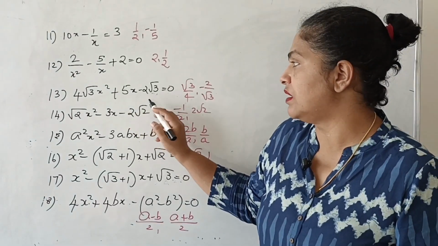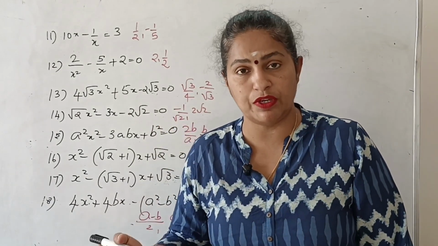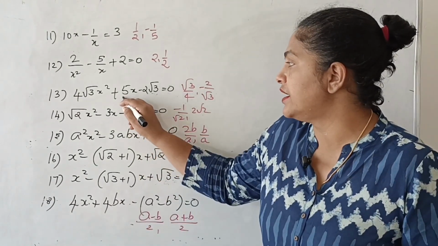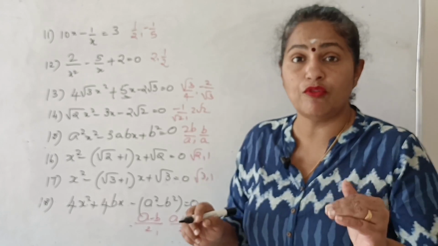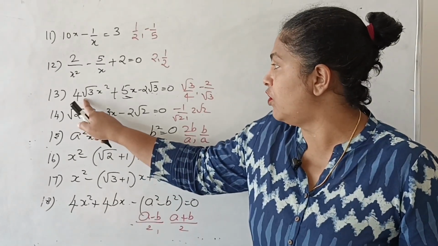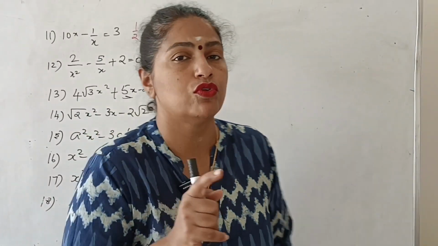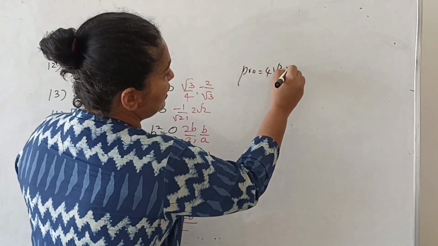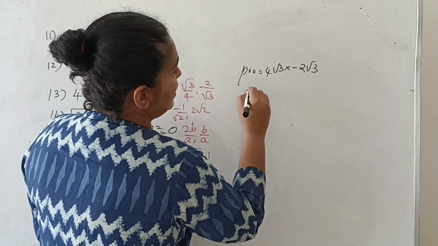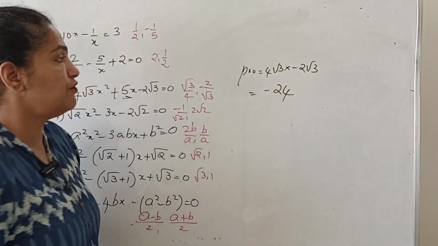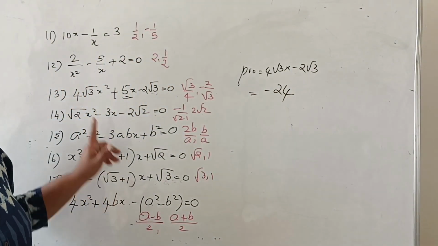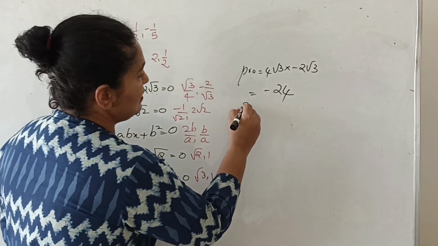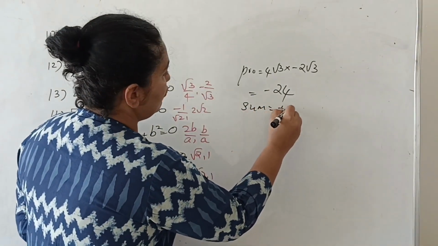You have the 13th sum, which is already in the standard form of a quadratic equation. So I need to find two numbers that give me a sum of 5 and a product of 4 root 3 into minus 2 root 3. So what are we getting? Product is 4 root 3 into minus 2 root 3. You will get a minus 24. Fine. And the sum is a plus 5.